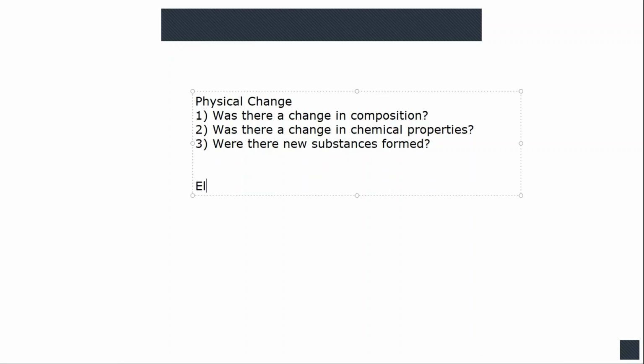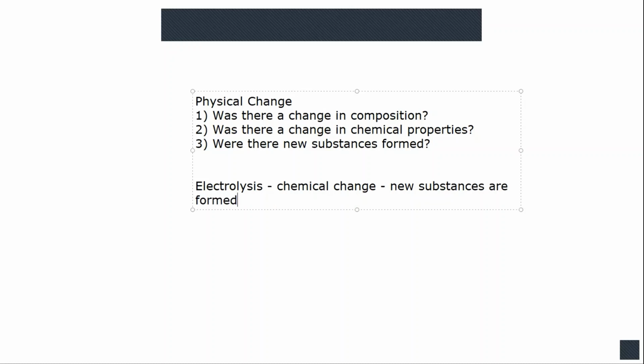Now, I like to use electrolysis as a basis, which I did say I'm only discussing physical changes, but electrolysis is a chemical change. That's a good example to use as a basis to determine if something is a physical change. In electrolysis, new substances are formed, and those substances are hydrogen gas and oxygen gas.